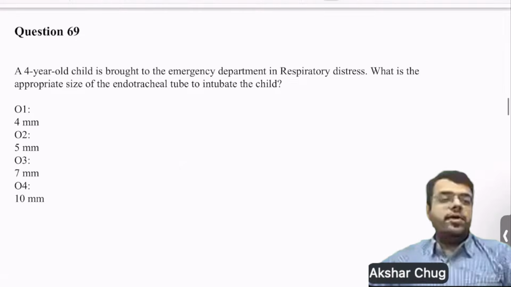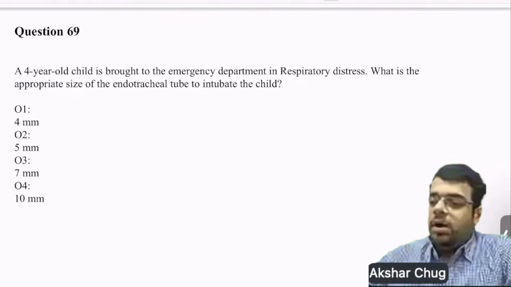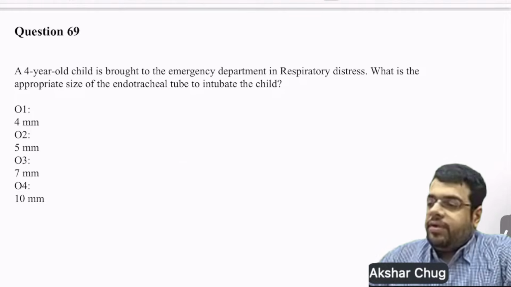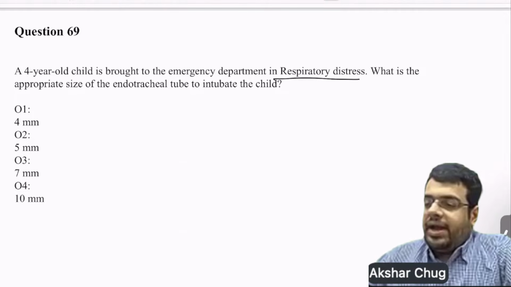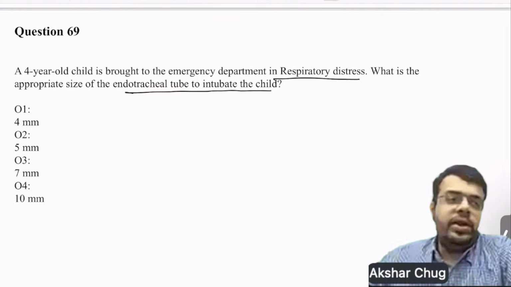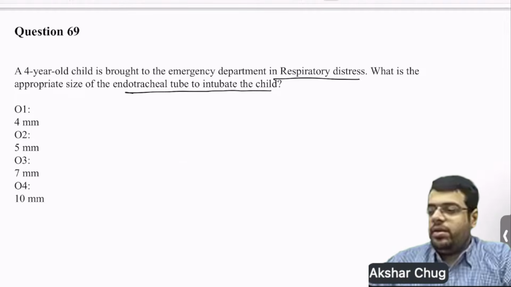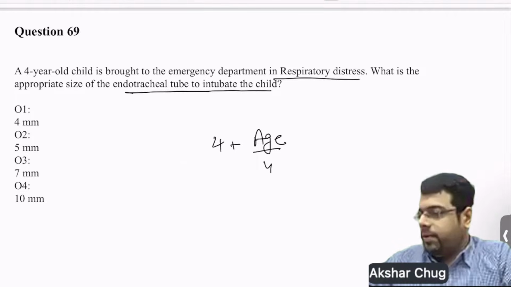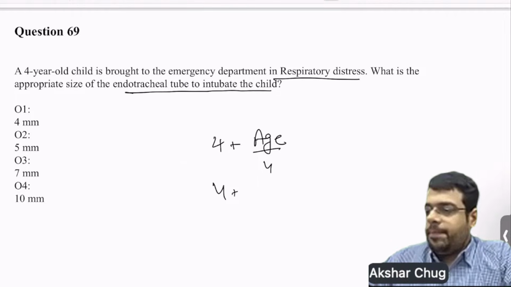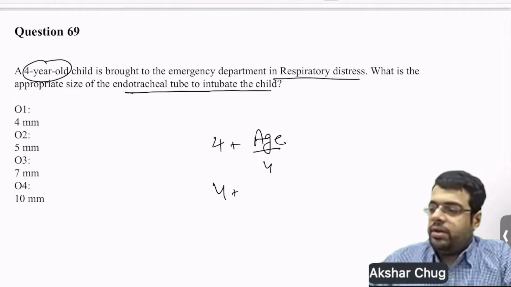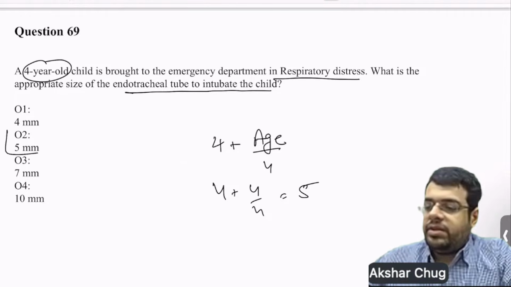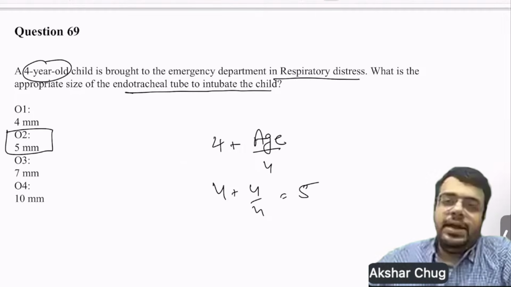Moving on to question 69. A 4-year-old child is brought to the emergency department in respiratory distress. What is the appropriate size of the endotracheal tube used to intubate the child? So in case of children, the calculation is 4 plus the age of the child divided by 4. Here the age of the child is 4 years. So the calculation is pretty simple. We get 5. The 5 mm is the appropriate size of the ET tube which is used in this child.